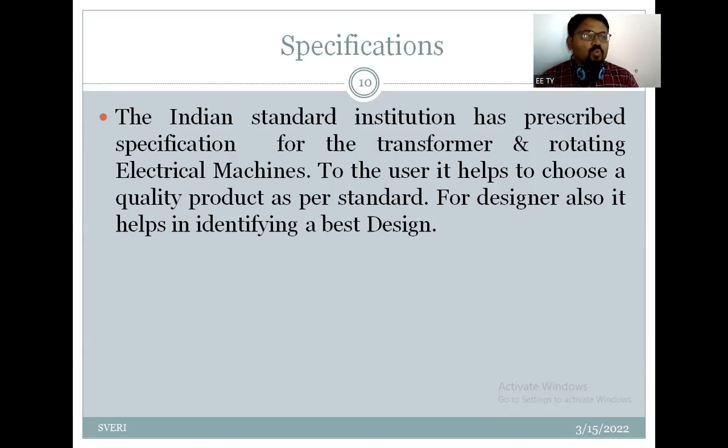Same like this, whatever our Indian standards, ISI, they have given some specification for different machines, that whenever you are going to design any particular machine, that specification you have to consider. ते स्पेसिफिकेशन तुम्ही विचारात घेतलेच पाहिजे. ज्यावेळेस तुम्ही कुठलीही एखादी मशीन डिझाइन करता, as per our Indian standard of institutions, you have to consider that specification.